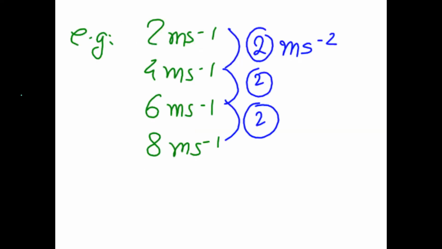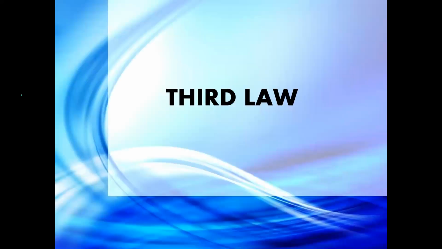This is called uniform acceleration. 2, 4, 6, 8. One number, acceleration is one number. This is called constant acceleration.